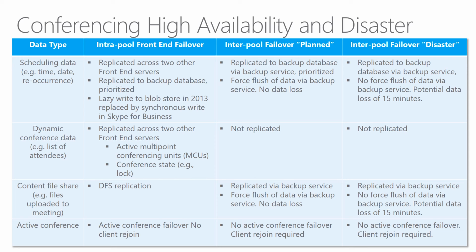In the left-hand column, we have the conference data types. For example, we have scheduling data, we have dynamic conference data, we have the content file share, and we have a list of active conferences. The next 3 columns show the replication mechanisms to achieve high availability and disaster recovery. For example, in column 2, we show what data is replicated and how the data is replicated for an unexpected failure. In column 3, we have an interpool failover, which is planned. And then finally, in the 4th column, we have the replication mechanisms that are leveraged as part of disaster recovery.